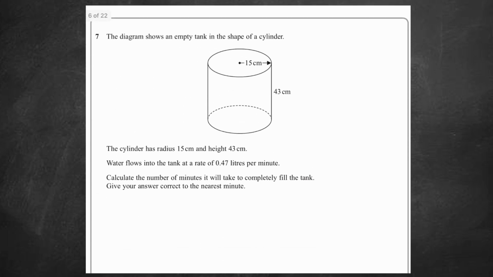Question number 7. The diagram shows an empty tank in the shape of a cylinder. The cylinder has radius 15 centimeters and height 43 centimeters. Water flows into the tank at a rate of 0.47 liters per minute. Calculate the number of minutes it will take to completely fill the tank. Give your answer correct to the nearest minute.